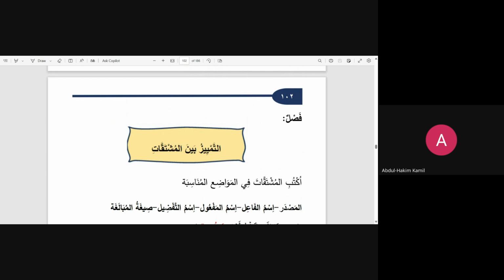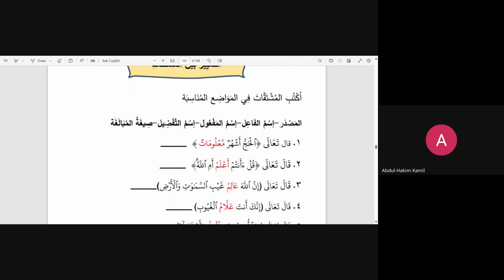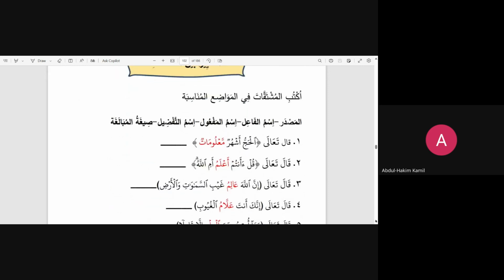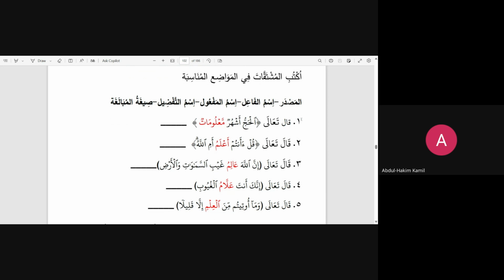Write the mushtaqat, the parts of speech, in the appropriate place. Look what we have at the top here. We have al-masdar, ism al-fa'il, ism maf'ul, ism tafdil, and siga al-mubalagha. Look at the first word.